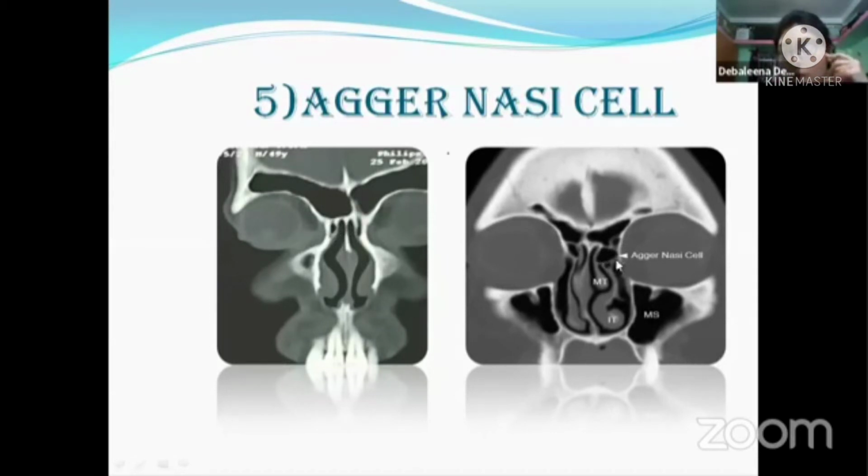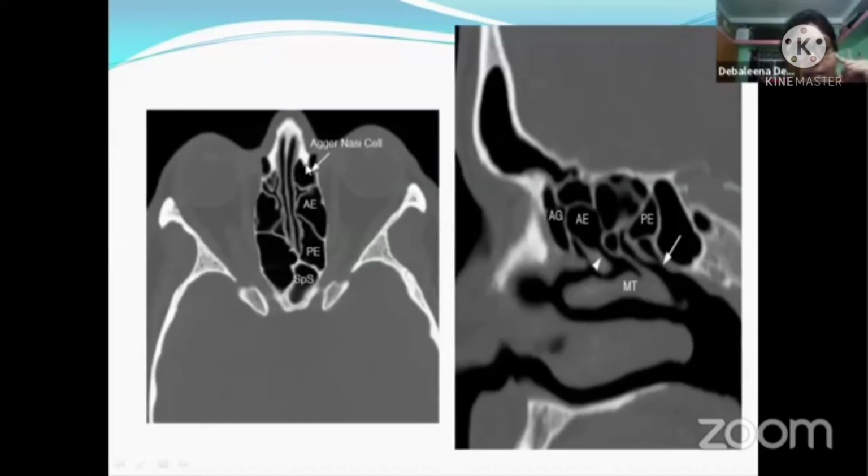In this one, here we can see the middle turbinate, but it has not attached to the cribriform plate. The first attachment is to the cribriform plate. So as it has not attached yet, any cell seen before the attachment is also an Agger nasi cell. So now in the axial cut, we can see the Agger nasi cell. This is the Agger nasi cell.